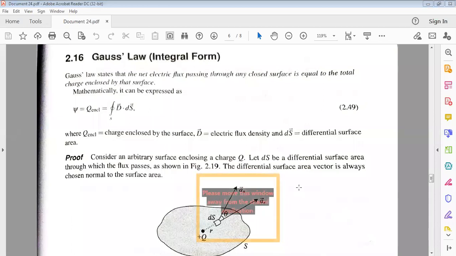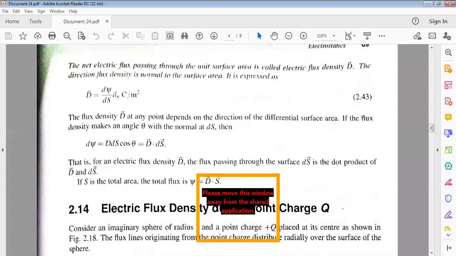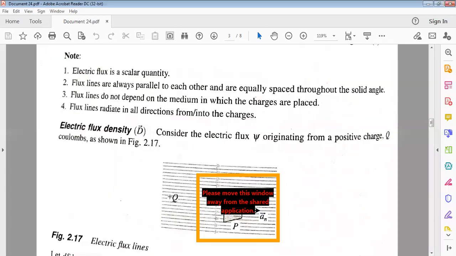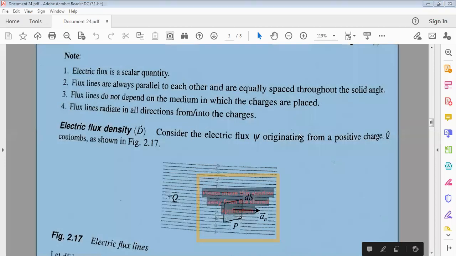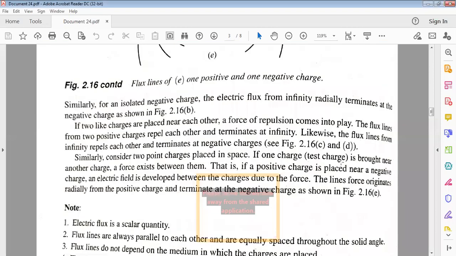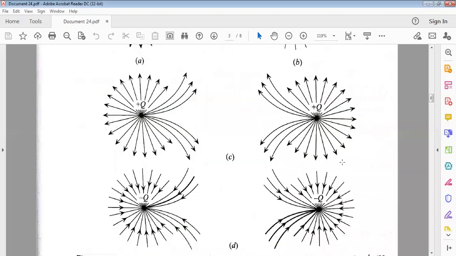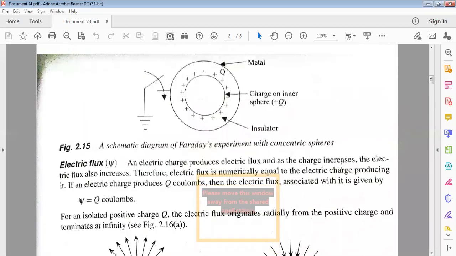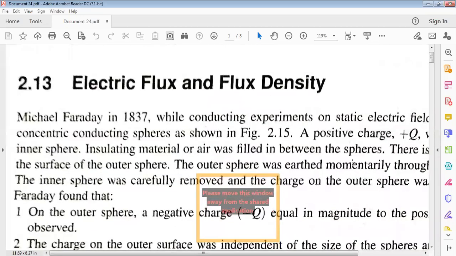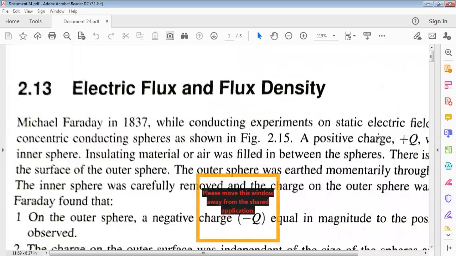What did we learn in yesterday's class? In yesterday's class, we discussed the electric flux. Michael Faraday conducted an experiment to define electric flux and electric flux density. In yesterday's class, we learned about that experiment, how they performed it to find the electric flux.